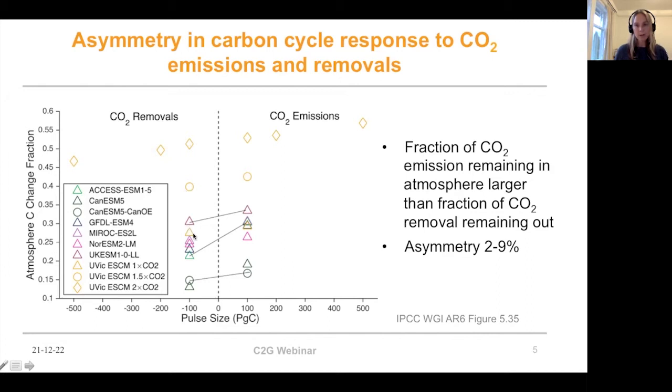And so what is shown here is that the fraction of CO2 emissions remaining in the atmosphere after an emission is larger than the fraction remaining out of the atmosphere after a removal, implying that CO2 emissions are more effective at raising atmospheric CO2 than CO2 removals are at lowering atmospheric CO2. And for these models shown in this figure, this asymmetry ranges from 2 to 9%.